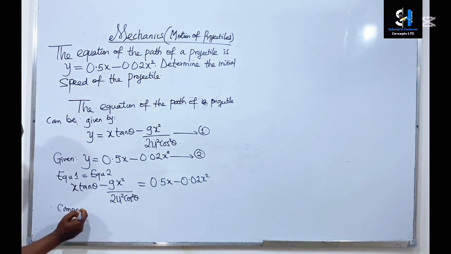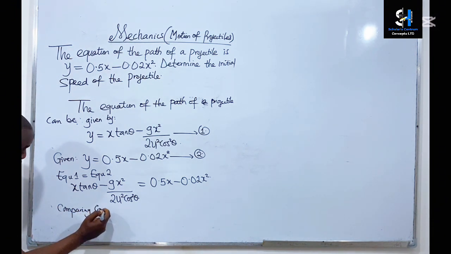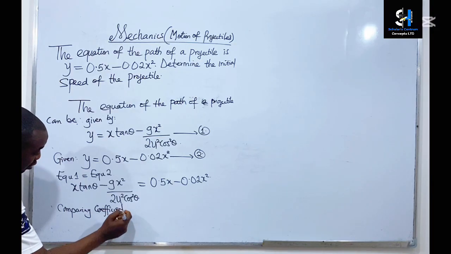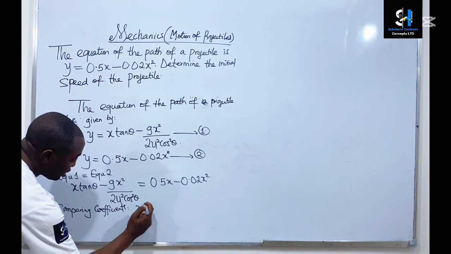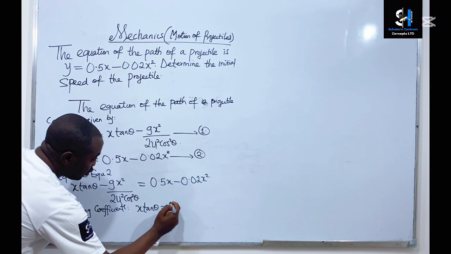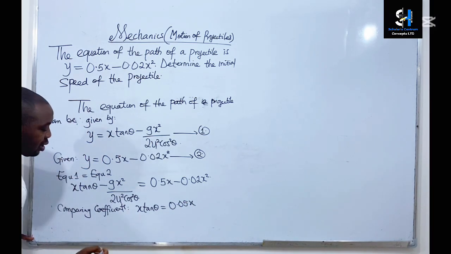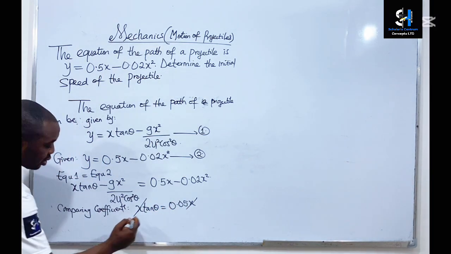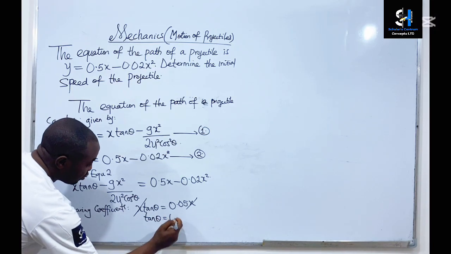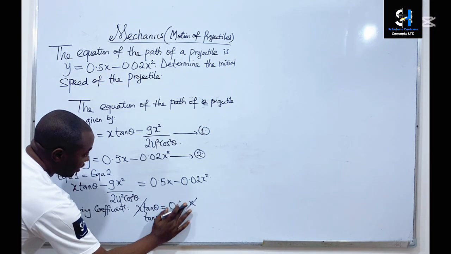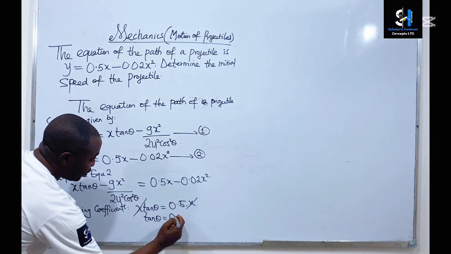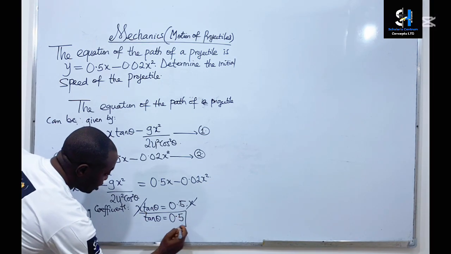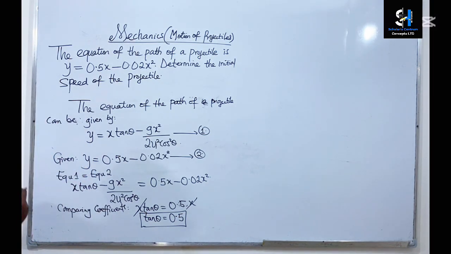Comparing coefficients, we have x tan theta equals 0.5x. Dividing both sides by x, tan theta equals 0.5. Let's note this: tan theta equals 0.5, not 0.05.